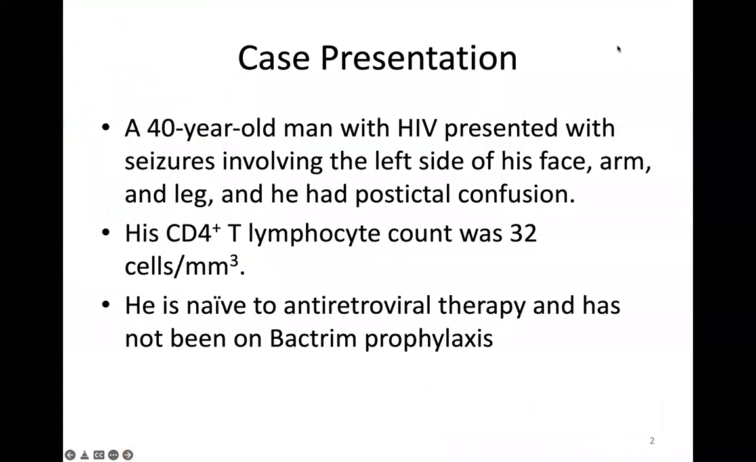We start straight with a case scenario, and I would really want to engage you on this case. You are presented with a 40-year-old man who lives with HIV, who presents with seizures involving the left side of his face, the arm and the leg. He also had some post-seizure confusion. His CD4 count is 32. He's not on ART.